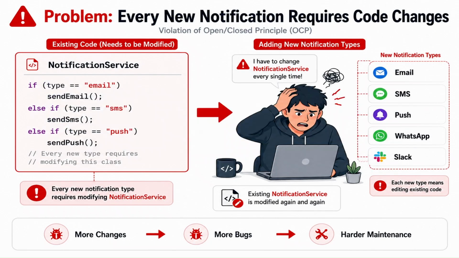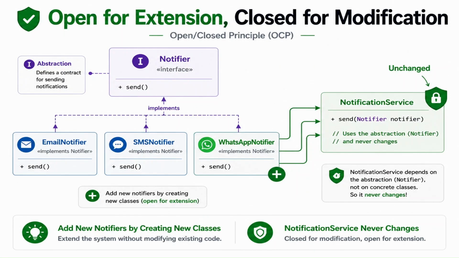Now we know the problem. Let's talk about the solution. So here is the slide. This slide contains the solution. Let me explain what exactly we are going to do. Whatever you can see in this slide, we are going to implement that. It says open for extension and closed for modification. In our case, I'm going to create one interface, let's say Notifier. And for this Notifier interface, I'm going to create concrete classes or concrete notification classes.